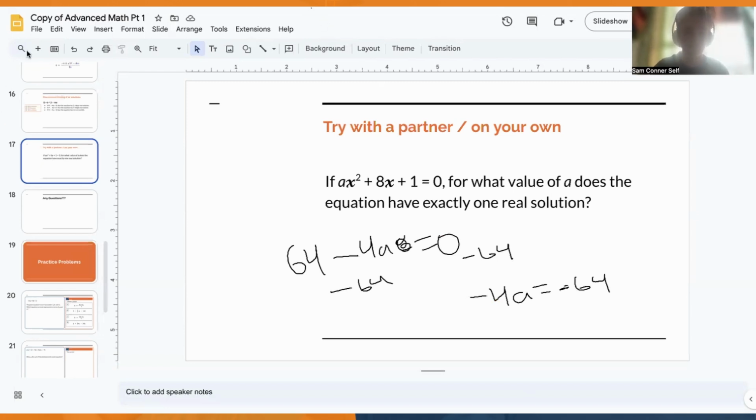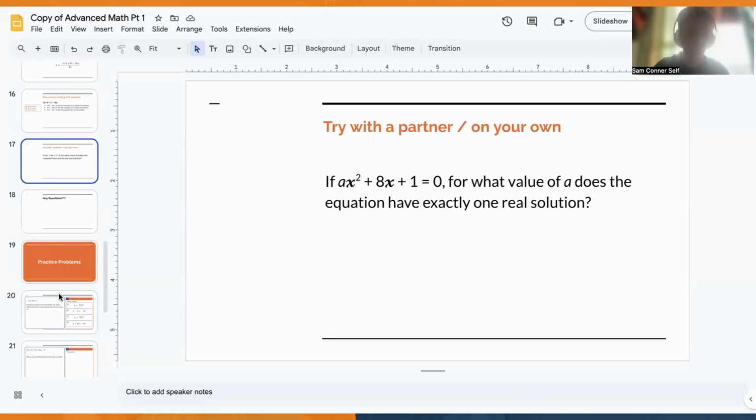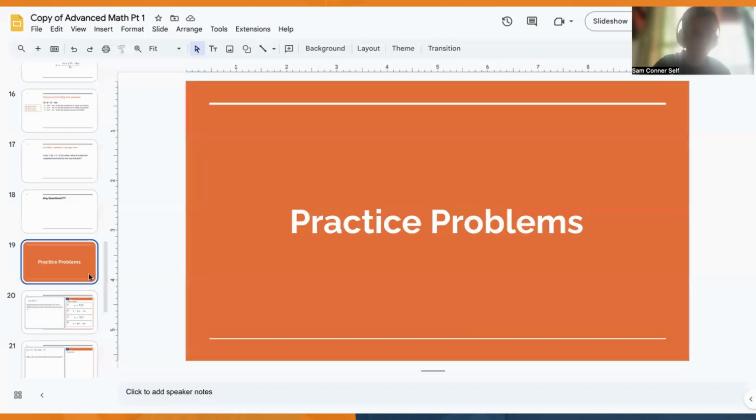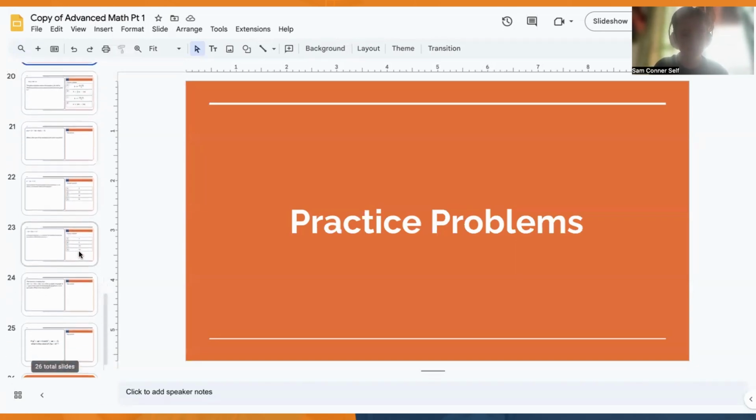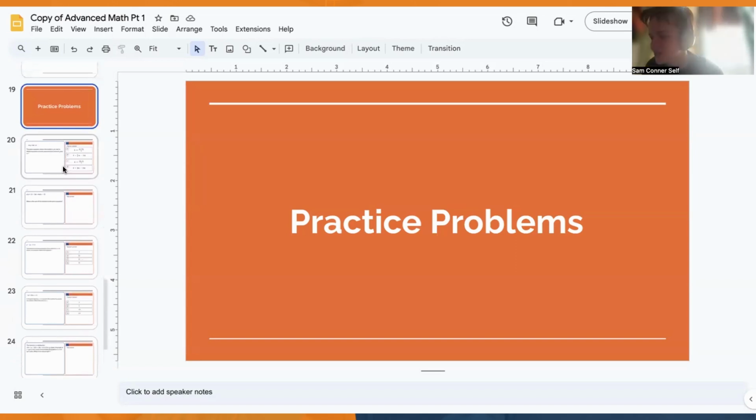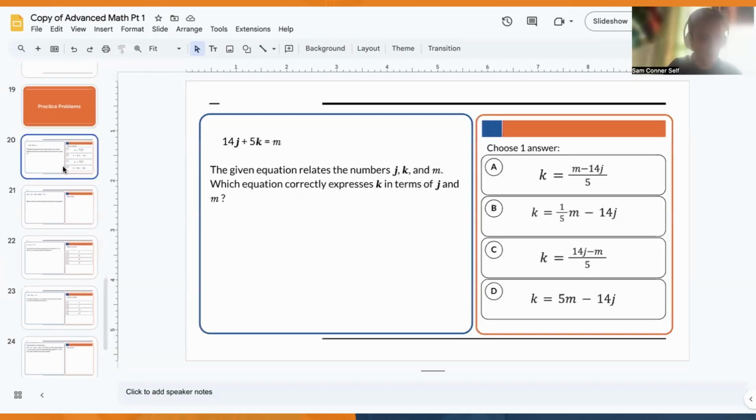Okay, good question. All right. So that is just about it as far as quadratics and solving those go. We're going to go ahead and do some practice problems because we still have quite a bit of time, which is a good thing. So the given equation relates the numbers j, k, and m. Which equation correctly expresses k in terms of j and m?